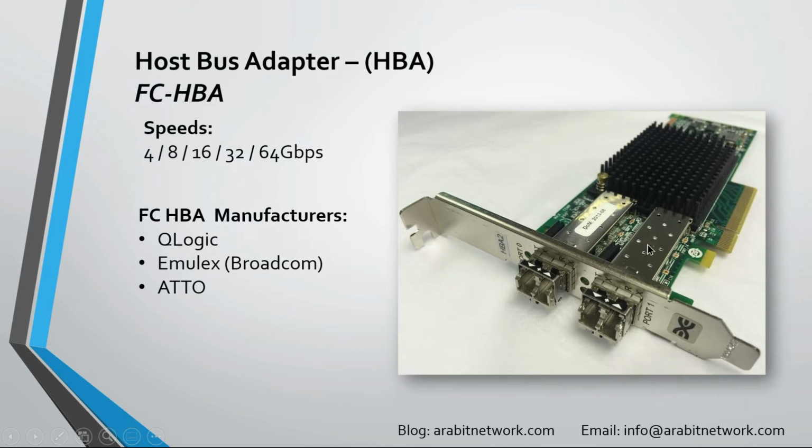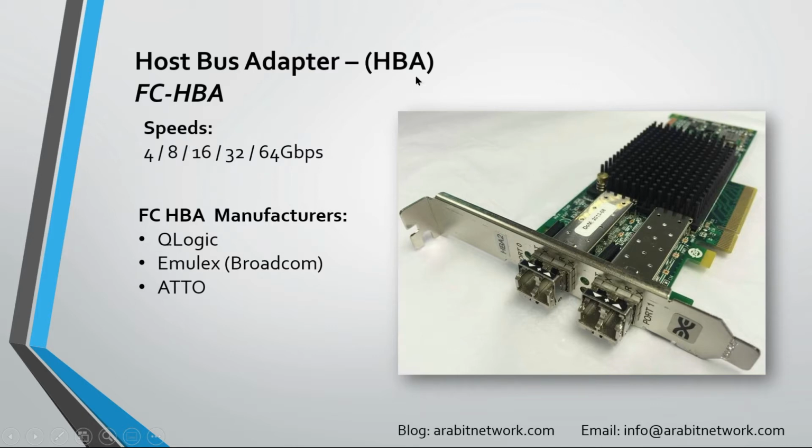The SFP comes in different speeds, like 4 gigabits per second, 8, 16, 32, and the most recent one is the Gen 7 HBA cards, which come with 64 gigs of speed. You can no longer buy hardware in 4 or 8 gigs, so these are a bit old now, but you could still find them on eBay. But for business, for brand new hardware, it starts with 16 gigs.